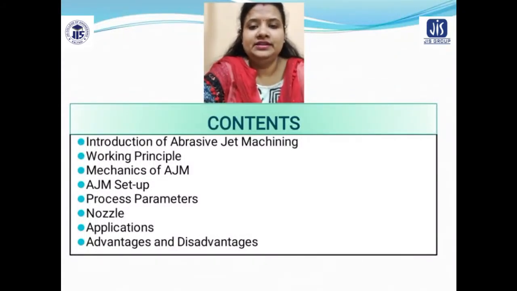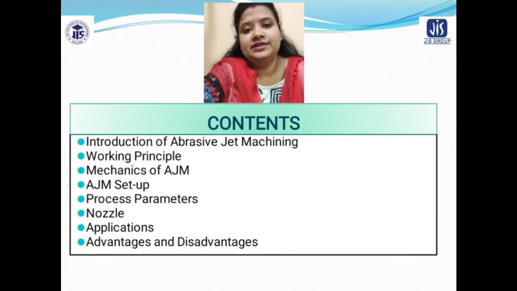As you can see in the content, the first thing is the introduction of abrasive jet machining, that means what abrasive jet machining basically is. Next it will be followed by the working principle of abrasive jet machining. Later on we are going to look at the mechanism of abrasive jet machining. Next, the abrasive jet machining setup, where we are going to have a brief description or illustration of the entire abrasive jet machining process.